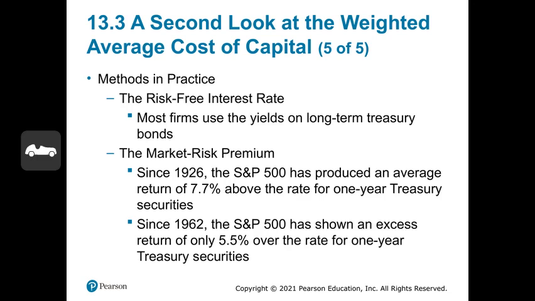Looking at the stock market over time, we can see that there's some variation. Since 1926, the S&P 500 has produced an average return of 7.7% above the rate for the one-year treasury securities. But since 1962, that has only been 5.5% over the one-year treasury security. So the length of time that you use in determining that market risk premium is going to affect the value that you get.